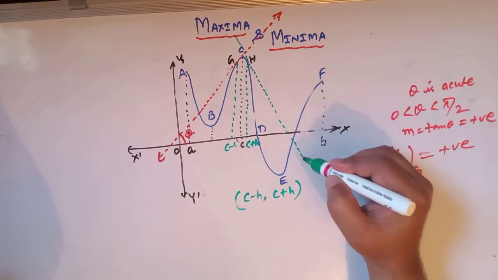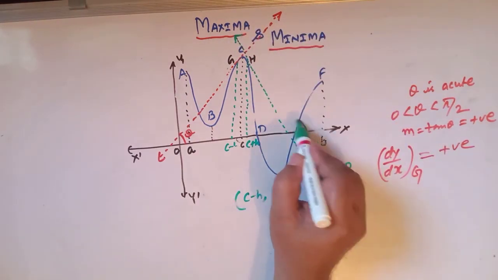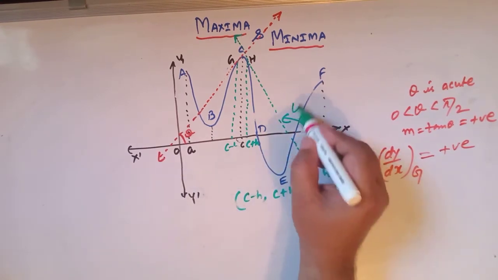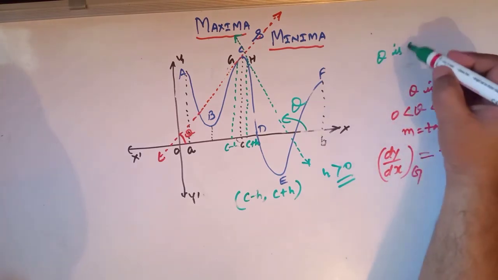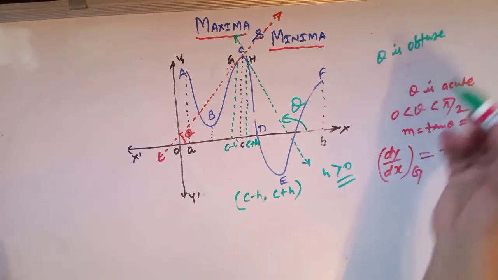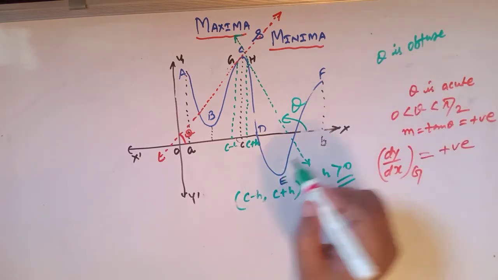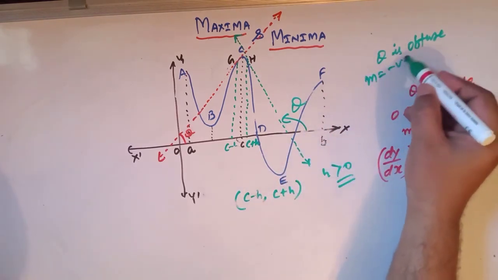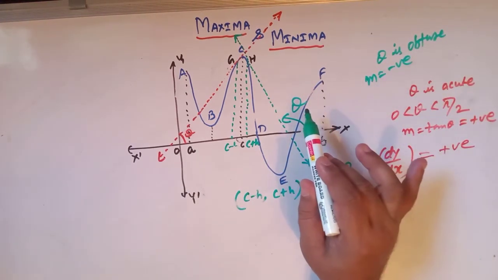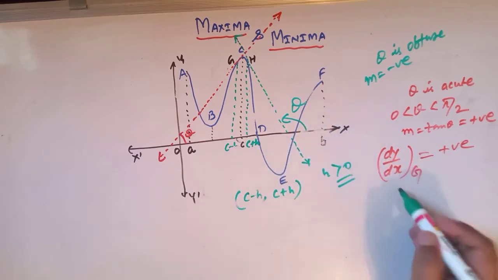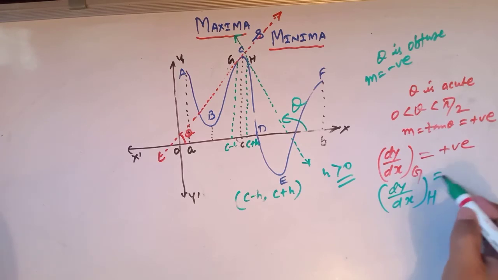Okay, so this is the tangent at point H, and we see that this angle is now theta, and theta is obtuse and it lies in the second quadrant. Theta lies in the second quadrant, so m is negative because m is tan theta and tan theta is negative in the second quadrant. So dy over dx at point H is negative.